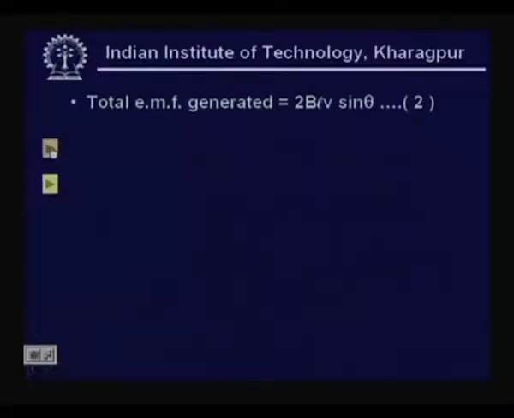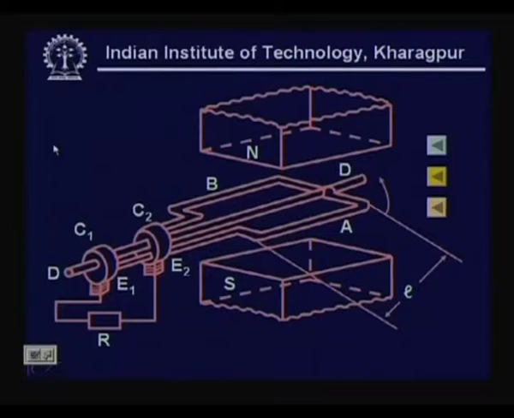Let us look at the figure once again. What do we have? We have a permanent magnet shown by two poles, north and south, in which there is a conducting loop AB being rotated with the help of a spindle about the axis DD in an anticlockwise direction at a constant velocity. There are two slip rings C1 and C2 and carbon brushes E1 and E2. Through the carbon brushes E1, E2, the generated EMF is picked up and connected to the load R.